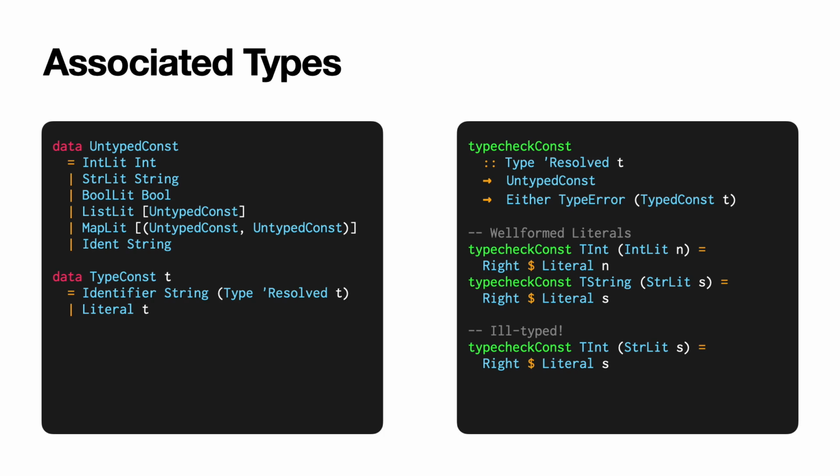So we pattern match on the TInt constructor, telling us that we need to output an integer. The IntLit data constructor carries an integer, therefore we're able to return it, no problem. The string case is very similar. However, the third case is incorrect, and luckily it's also ill-typed in Haskell. We cannot return a string when we pattern match on the TInt data constructor.